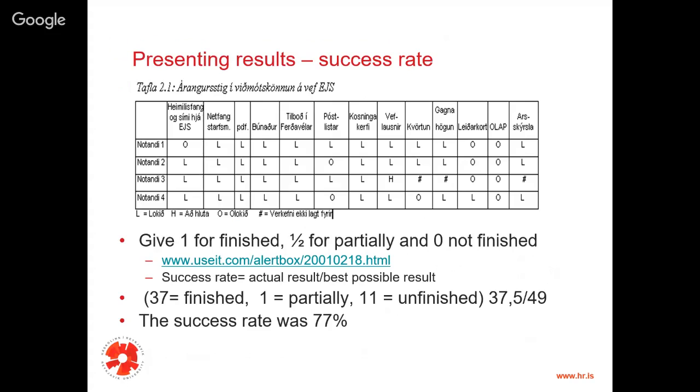So what is the hashtag there? It's for the tasks that they didn't get. User 3 didn't get tasks 13, 10, and 9. So it was a total of 49 possible points. So you could see the success rate is 77%. I think it was a little bit higher yesterday.